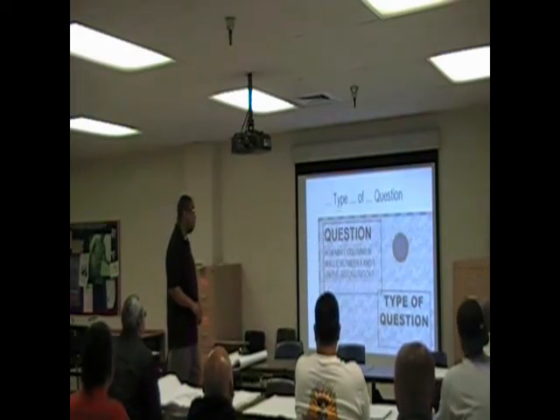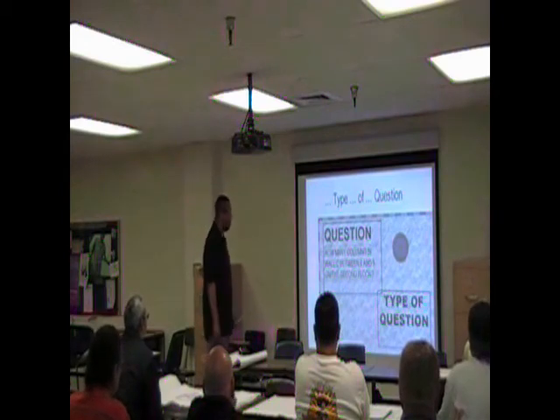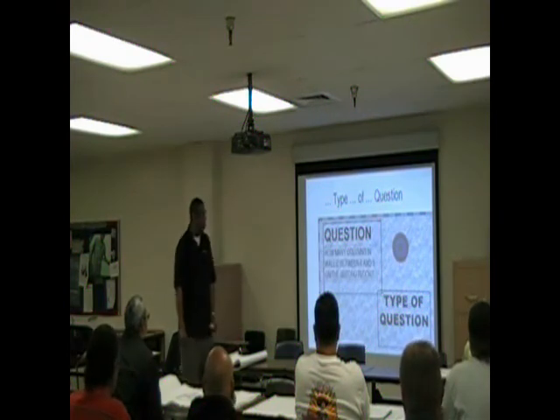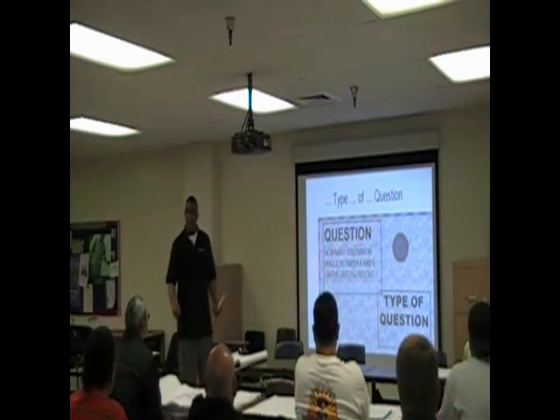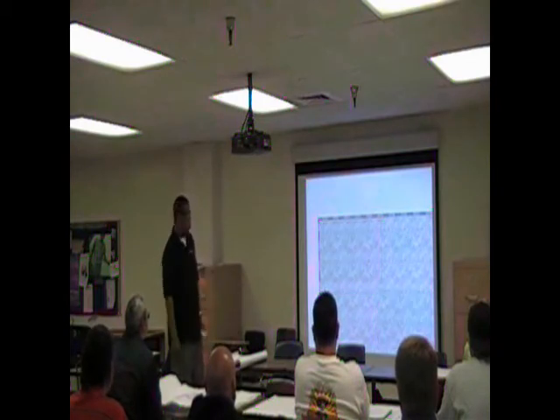Okay, type of question. How many columns are in wall C between line 6 and 9 on the second floor? What type of question is this? That's by location. Okay. Next slide.